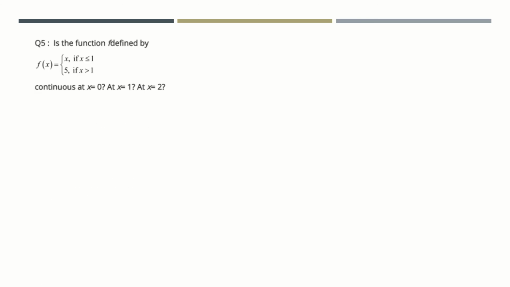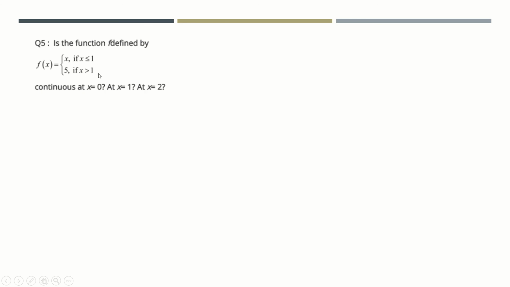The fifth question is a function f defined by f of x is equal to x if x is less than or equal to 1, 5 if x is greater than 1. We have to check whether it is continuous at x is equal to 0, x equal to 1 and x is equal to 2. At 0 we will use the function x, because less than or equal to 1 means 0, equal to 1 means x, and x is equal to 2 means this function.